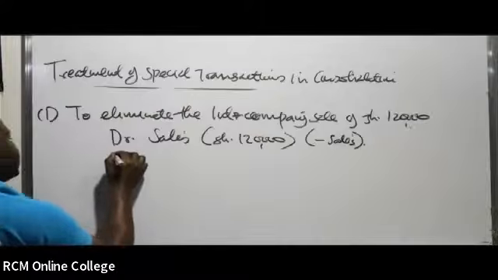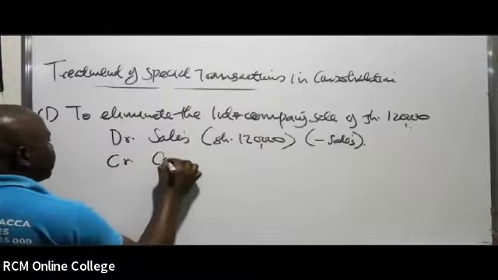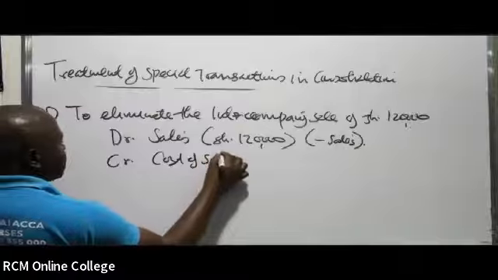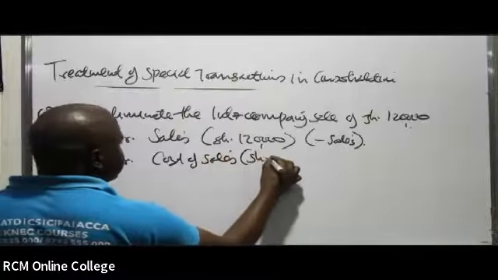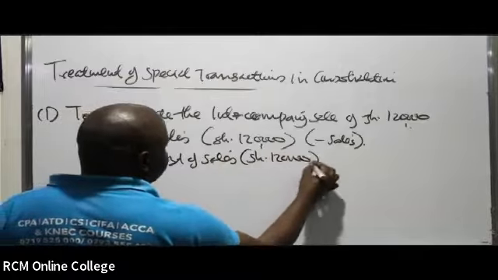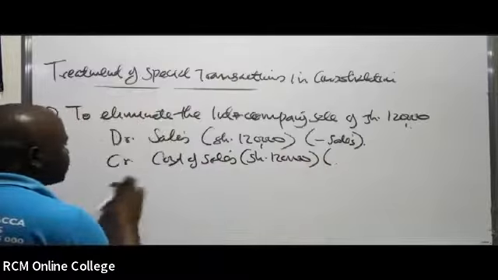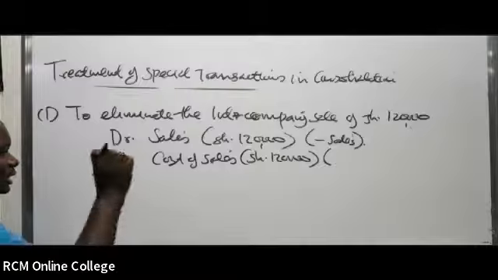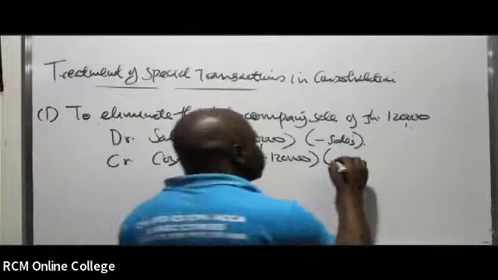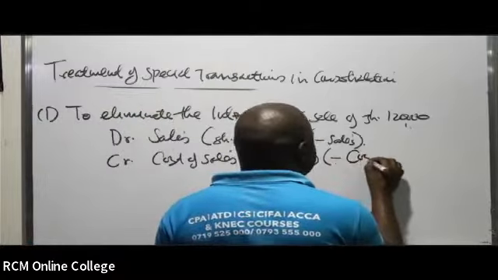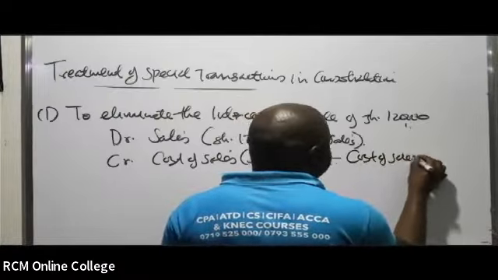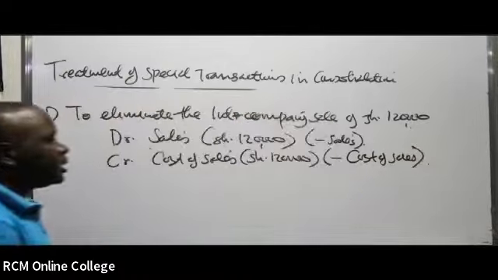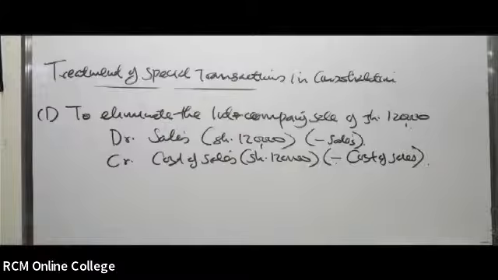Then you credit the cost of sales with shillings 120,000. Because this is an expense account that you are crediting, you are deducting that expense. So you will be deducting from the cost of sales.